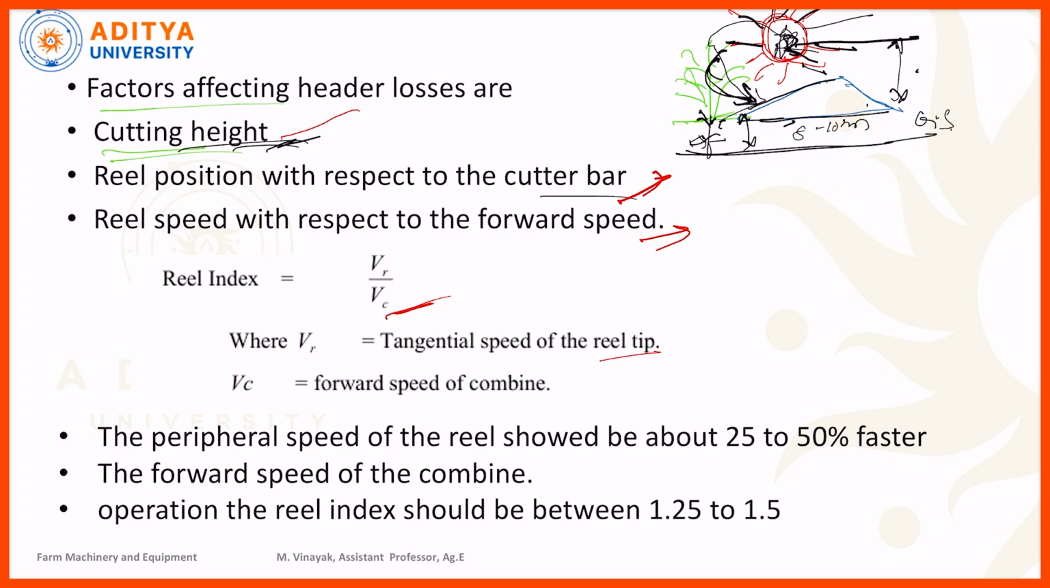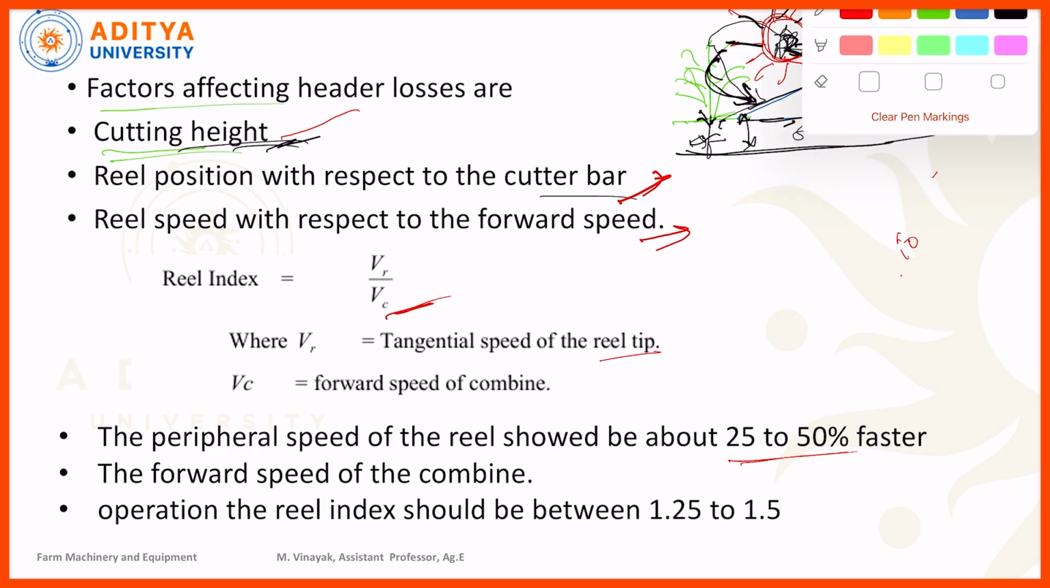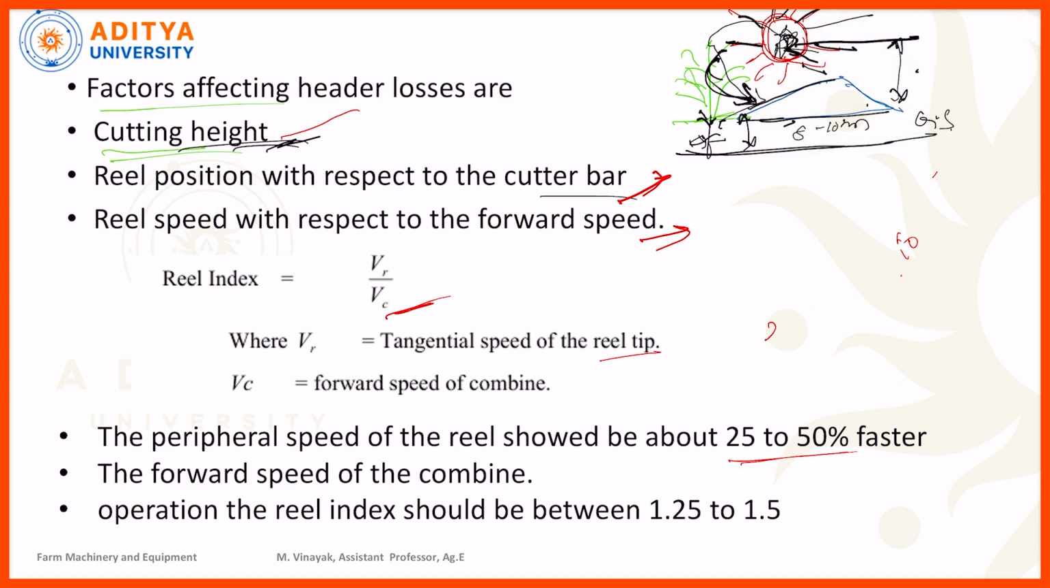The peripheral speed of the reel should be 25 to 50% faster than the forward speed of the combine harvester. If the forward speed of the combine harvester is 2 km per hour, the reel speed should be more than that, 2 into 50%. So here the forward speed of the combine harvester, suppose we take 2 km per hour, whereas the reel speed is 25 to 50% more. So 2 into 50%, whatever answer we get, that speed should be maintained in the reel.